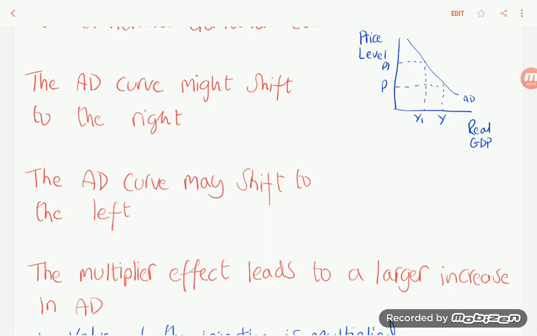So the AD curve can shift, and it can shift to the left or the right. The AD curve will shift to the right if there is a rise in consumption, investment, government spending, or net exports that hasn't been caused by a change in the price level. For example, a reduction in income tax will cause an increase in consumers' disposable income. This leads to an increase in consumption, so there'll be an increase in aggregate demand and a shift in the AD curve to the right from AD1 to AD2.